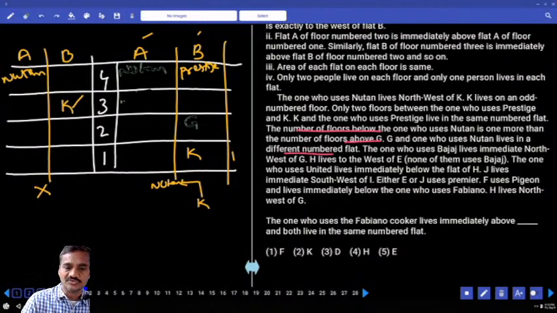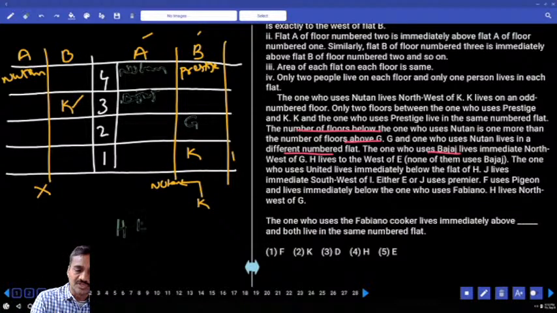And G and Newton live in different flats. Then the one who uses Bajaj lives immediate northwest of G. Immediate northwest of G, Bajaj must be here. And next one, H lives to the west of E. H and E must be together.